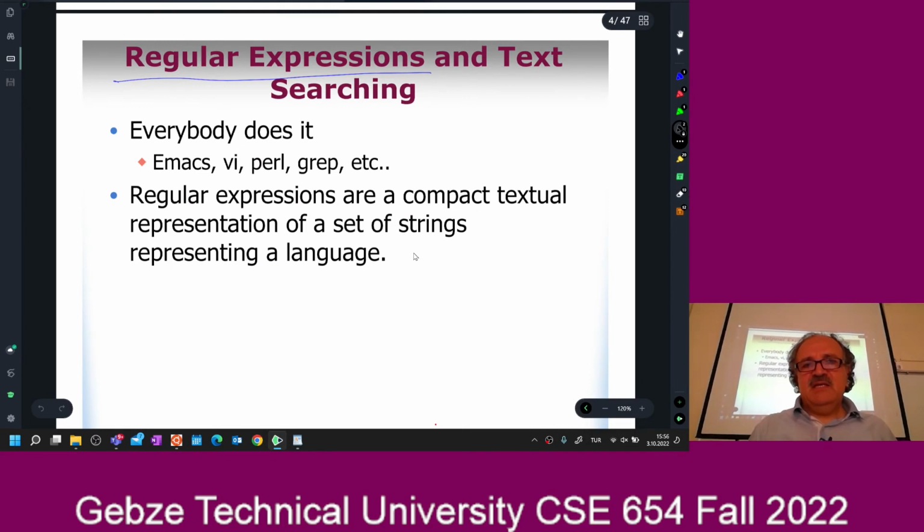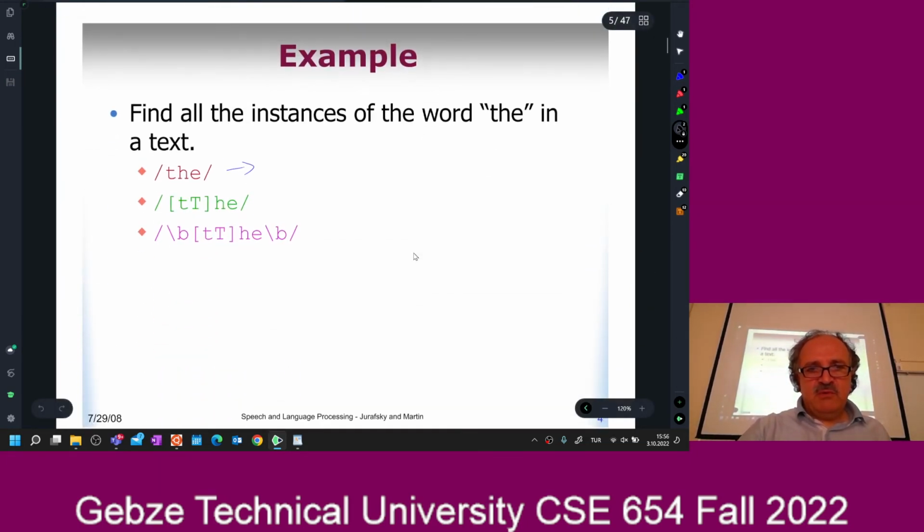Everybody does it. Emacs uses it. VI uses it. Our regular Bash shell uses it. Regular expressions are everywhere, and they are very useful. So why don't we use this for the analysis of morphology? That was the idea. But we are not going to stop just there. We will be using more than the regular expressions.